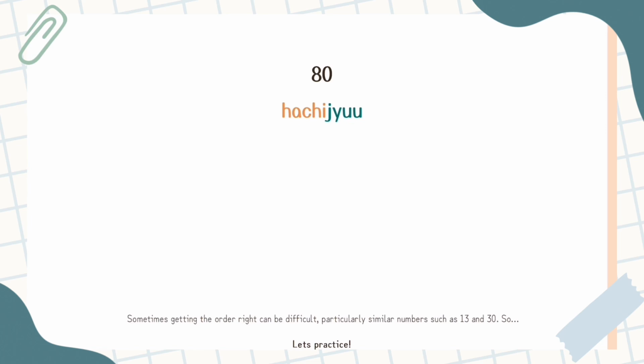One of the things you will probably find you're going to trip up on is accidentally saying 13 instead of 30, 14 instead of 40, because they're the same word, they're just kind of changed around. So 70 is nanaju, 17 is junana.